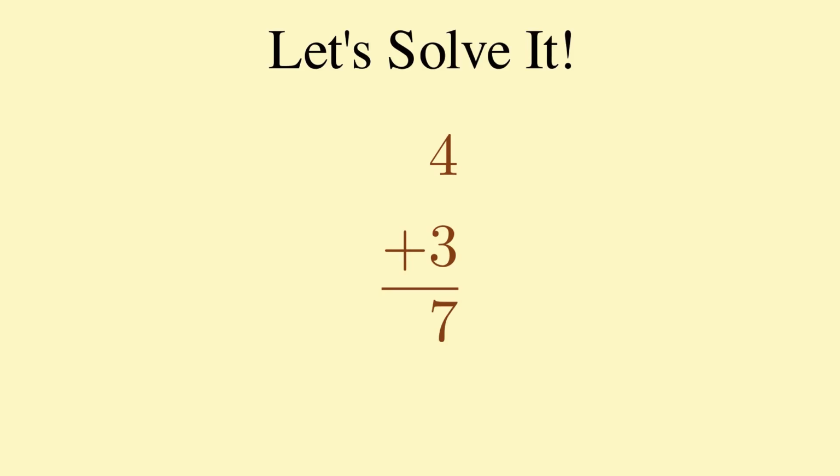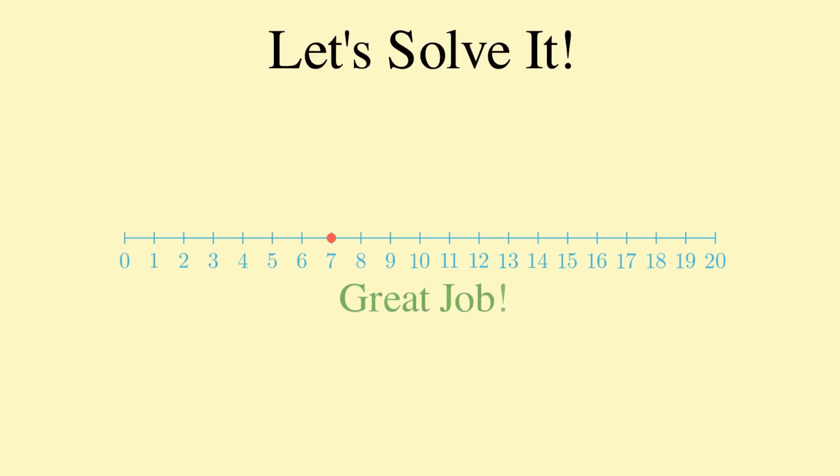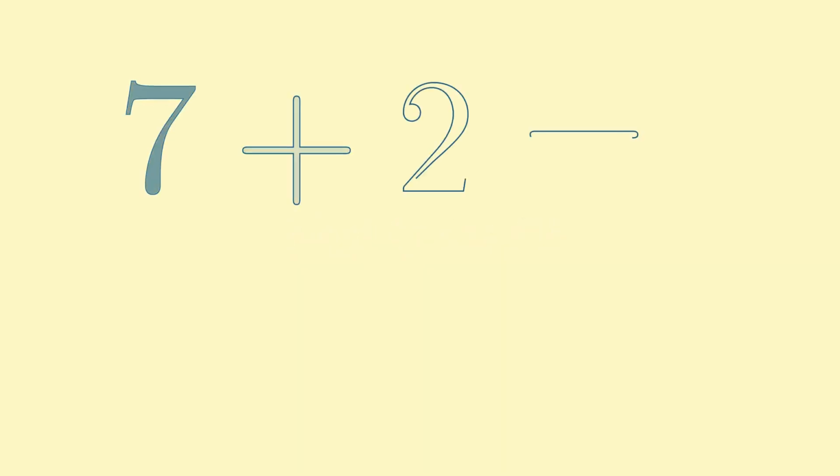We can also use a number line. Start at 4 and move 3 steps forward. 1, 2, 3. We land on 7. Great job! Now, let's move to the next question. What is 7 plus 2?